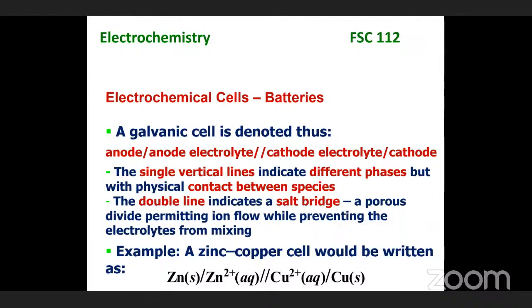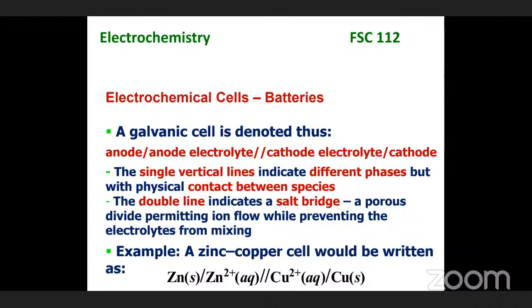The anode electrolyte, in that case, it was the zinc nitrate. You draw the double slash to show the salt bridge, or to show that that is a different electrolyte system. Then you now write the cathode electrolyte, which in that case was the copper nitrate, then another slash, and then the cathode, which in that case was the copper.